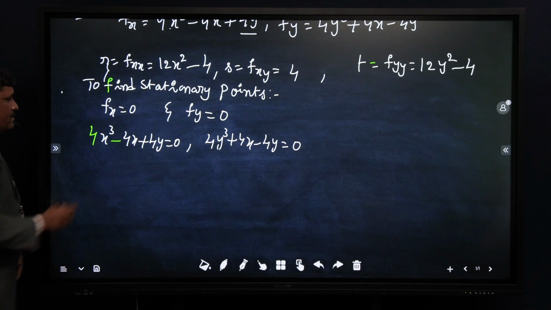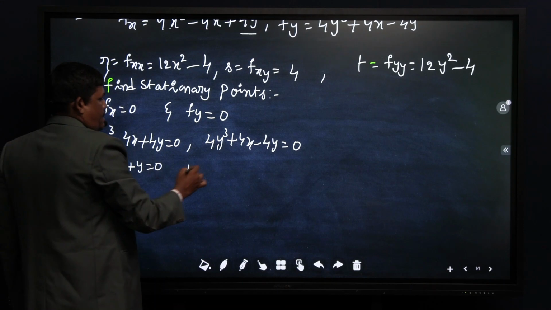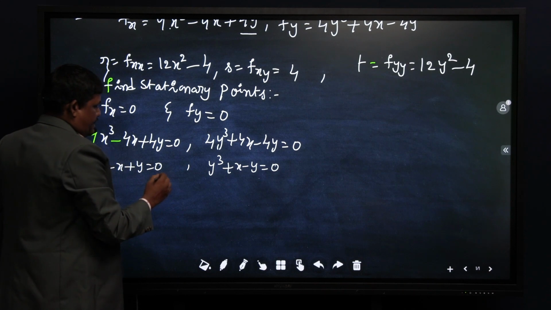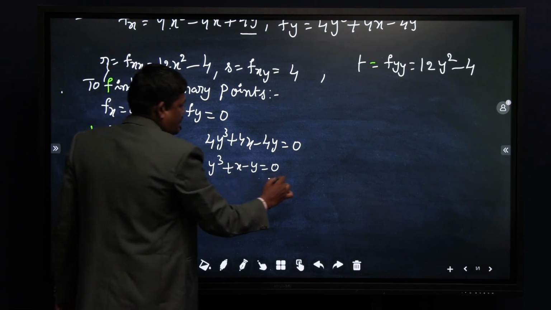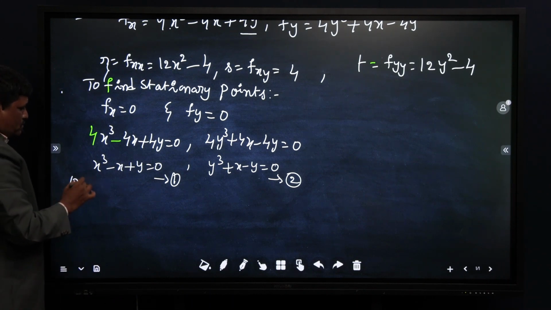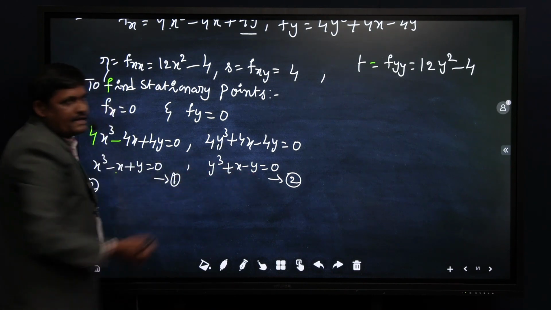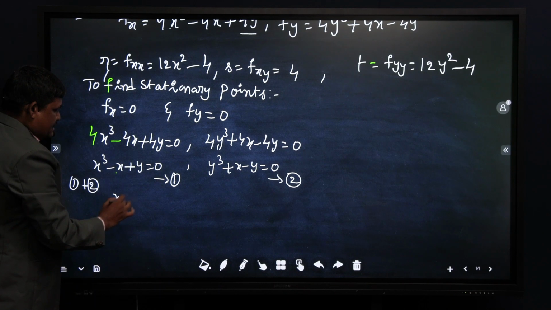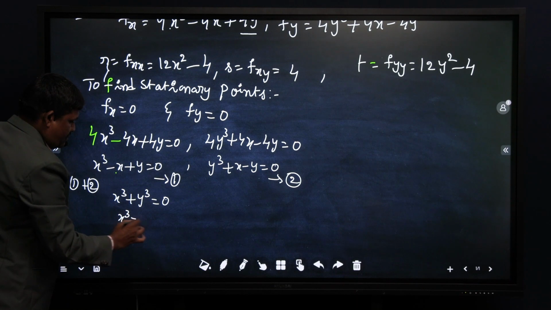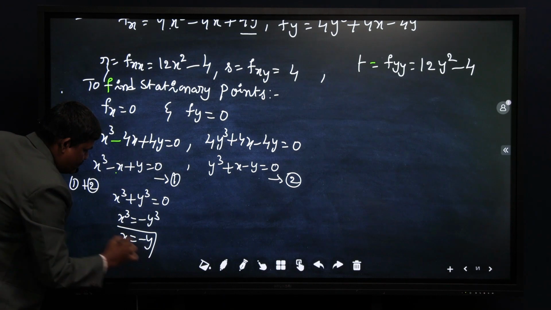Now taking 4 common, you will get x cube minus x plus y is equal to 0, and here also y cube plus x minus y is equal to 0. Take it as first equation and it is second equation. Solving them means I am doing 1 plus 2. You will get minus x plus x will be cancelled, plus y minus y will be cancelled. You will get x cube plus y cube is equal to 0. Then x cube is equal to minus y cube. By solving this, you will get x is equal to minus y.